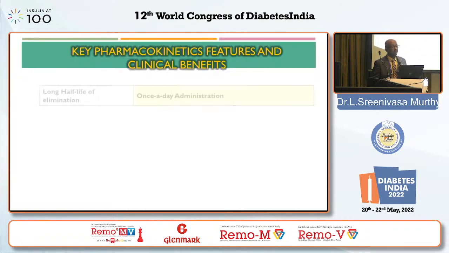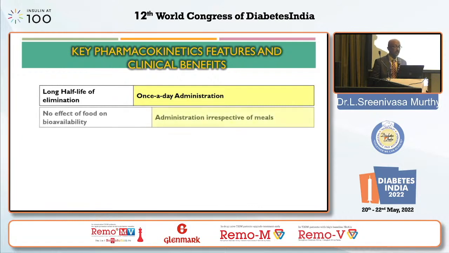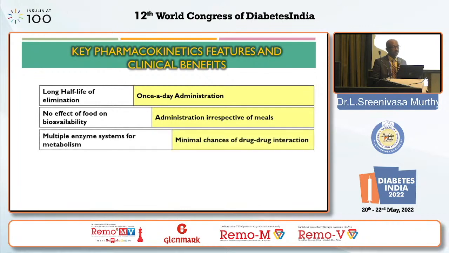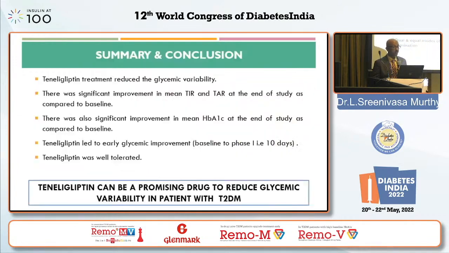So the key pharmacokinetic features and clinical benefits of teneligliptin: in general, it has a long half-life, so once a day administration gives convenience, patient compliance and adherence. It can be taken irrespective of meals. It has minimal chances of drug-to-drug interactions because of dual mode of excretion. And dose adjustment is not required in mild to moderate hepatic or renal dysfunction. Again, these are all convenient factors, apart from the pricing, which we should think about in our Indian context.